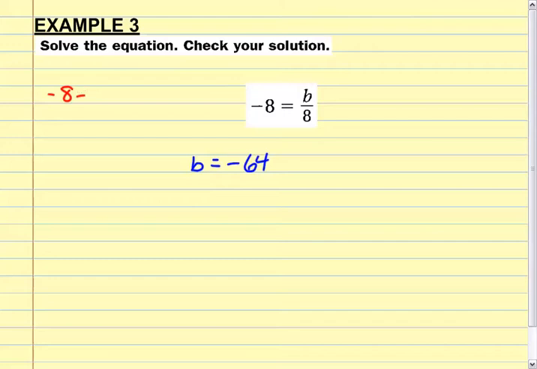Negative 8 is equal to parentheses over 8. What do I plug into the parentheses, Lily? Negative 64. Now let's see. We want to make sure that the right side turns into the left side here. What is a negative 64 divided by a positive 8? Negative 8. And that's what we have on the other side. So did we get the right answer? Awesome. Nice job, Gray.